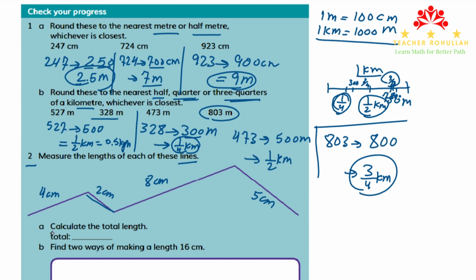Part A says, calculate the total length. To calculate the total length, we have to add them. So we know that 4 plus 2 is 6, and 6 plus 8 is 14, and 14 plus 5 is 19. So the total length of these lines is 19 centimeter. Let's scroll down to move to the next part.